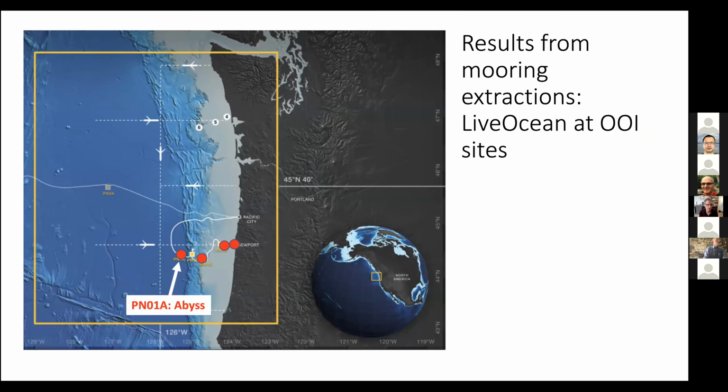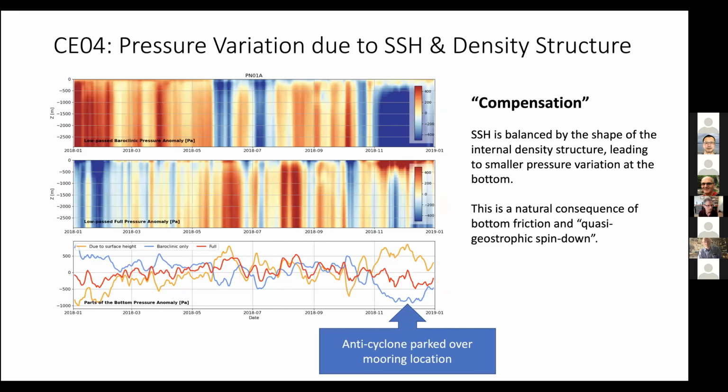These are the mooring locations, the same ones Alex showed: 2 on the shelf, 1 on the slope, and then I'll focus on 1 in the abyssal ocean, about 2,500 meters of water, or almost 3,000 meters of water, sorry. Oh, and the title of this is wrong. It's not CE04, it should be PN01A.